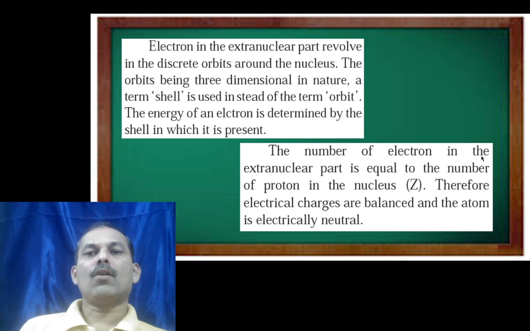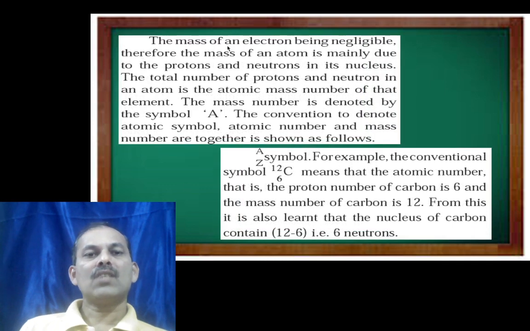The number of electrons in the extranuclear part is equal to the number of protons in the nucleus. Therefore, electrical charges are balanced and the atom is electrically neutral. The mass of an electron being negligible, the mass of an atom is mainly due to the protons and neutrons in its nucleus. The total number of protons and neutrons in the atom is the mass number of that element. The mass number is denoted by the symbol capital A.